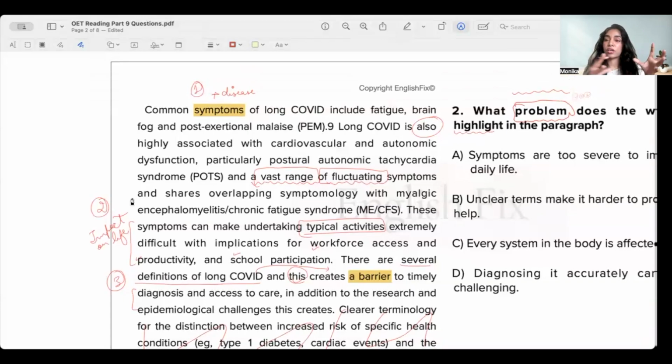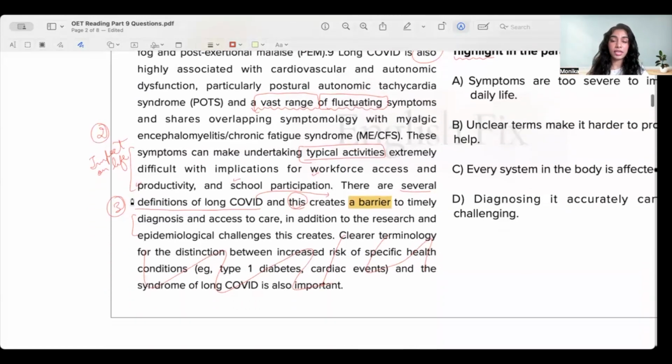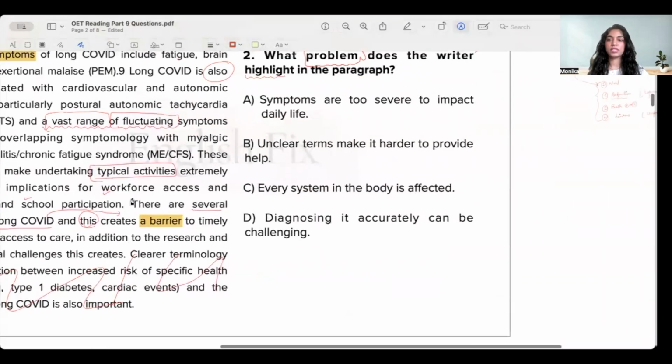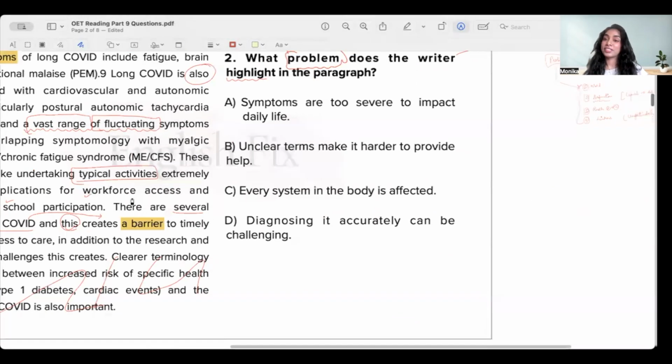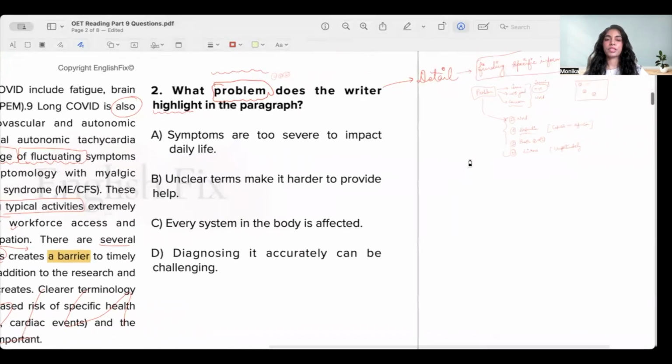Symptoms and diseases which are associated with long COVID. Then second, the impact that long COVID symptoms and diseases have on the person's life. Then the third thing is the several definitions of long COVID. That's problematic because it creates a problem for the healthcare industry. By that, I mean anything regarding diagnosis, treatment, research, all of those things. See, easy peasy. Now let's see how easy our answer options are. Remember, just because you have read the paragraph does not mean you automatically find the right answer.